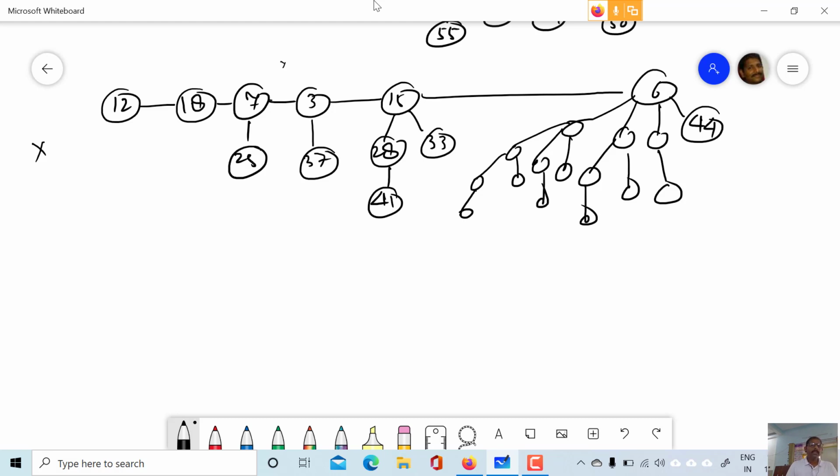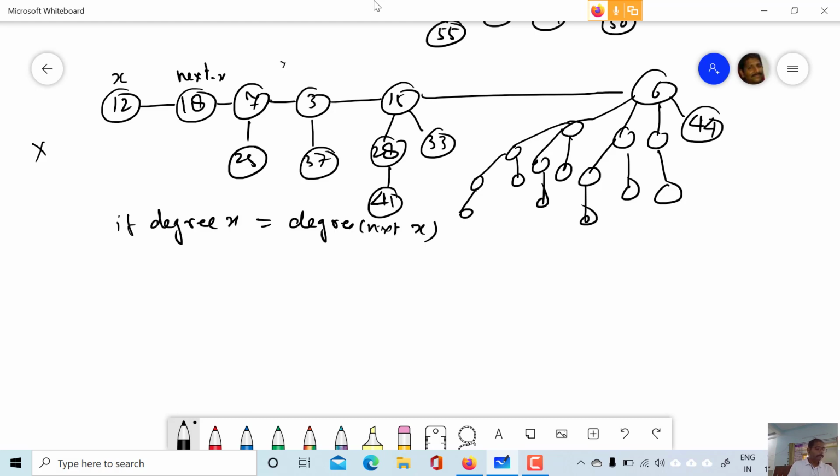The problem has started from this node, therefore I say that this is node X. If this is node X, then this node will be next of X, and this node will be sibling of next of X. In this way we will look at 3 consecutive nodes: the first node is X, the next node is next of X, and the third node is the sibling of next of X. The case is that if the degree of X is equal to the degree of next of X, what will we do?